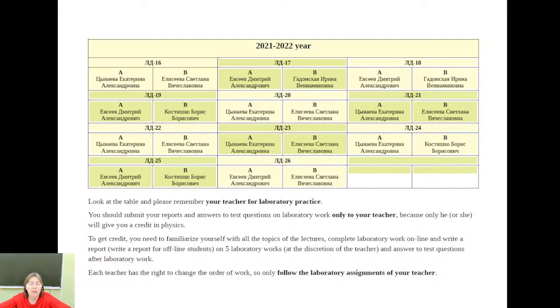To get credit, you need to complete laboratory reports online, write answers to test questions in writing form, take a photo, and submit your report and your answers only to your teacher. If you follow this simple instruction, I think it will be okay.